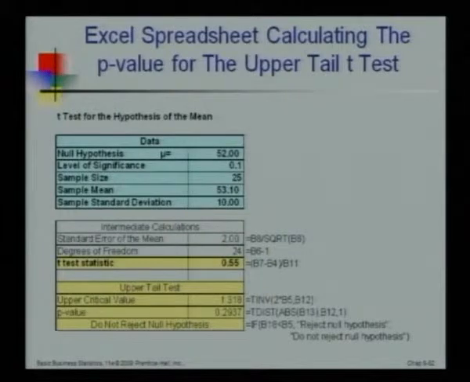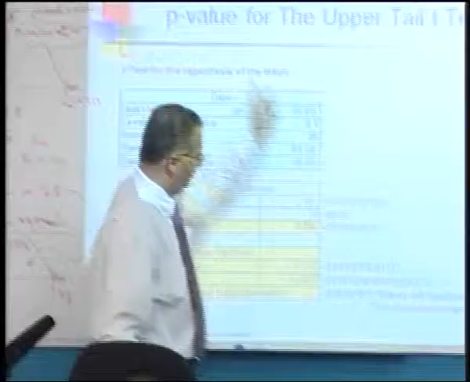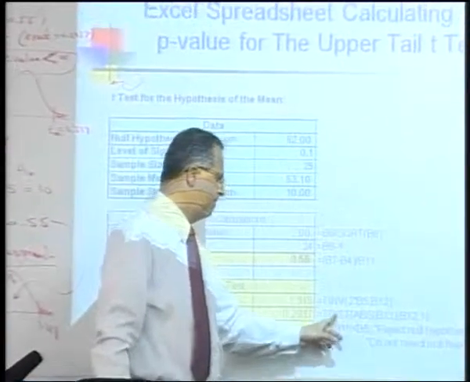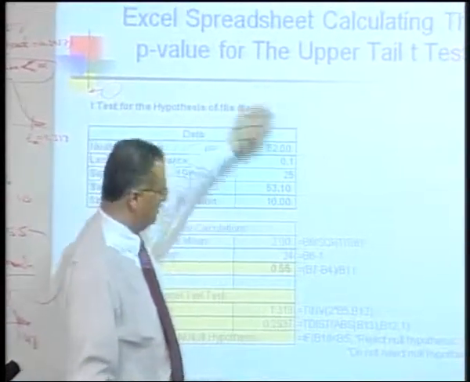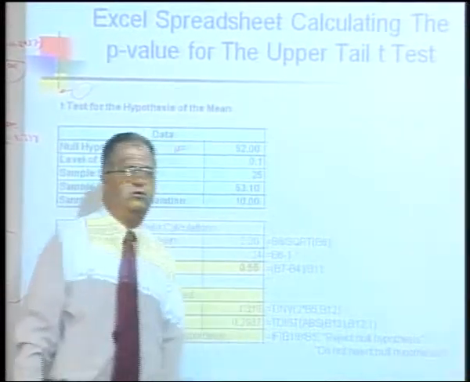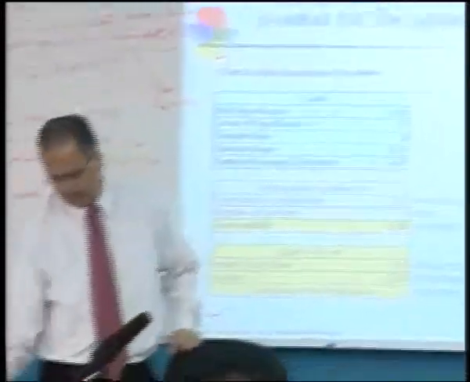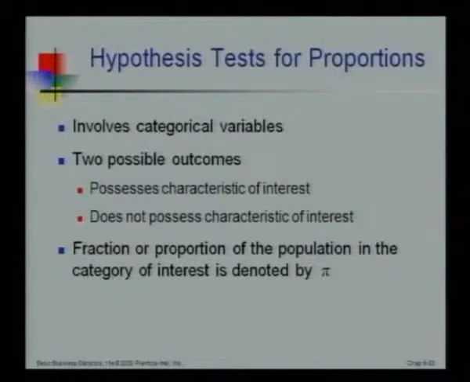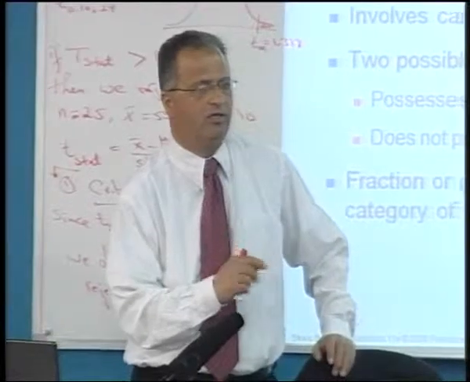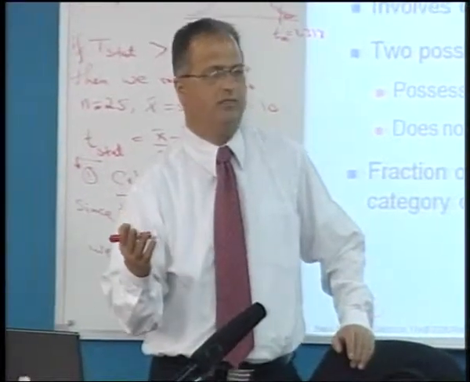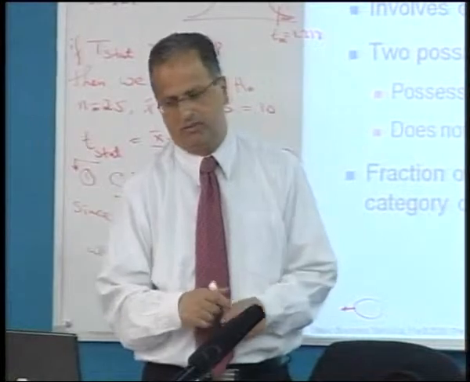Actually, this slide shows how we can use the t-test and how we can use an Excel sheet to find the p-value. That's all for testing about the population mean, whether sigma is known or unknown, for a two-sided test or a one-sided, upper or lower-sided test.